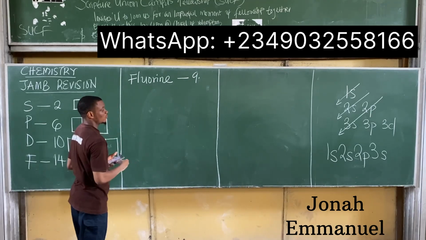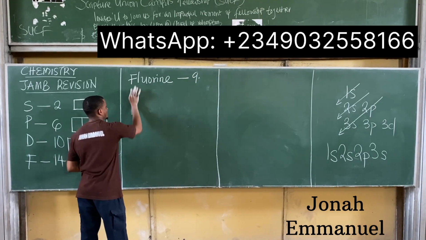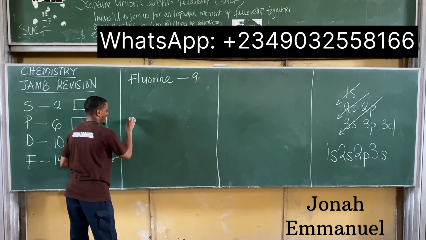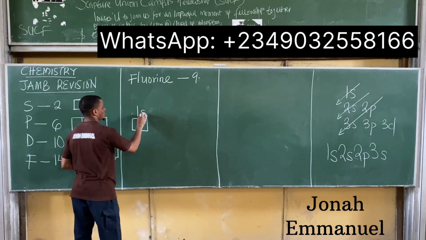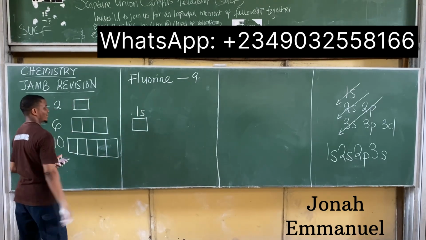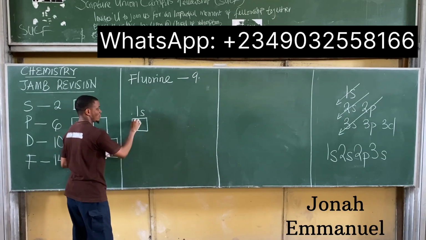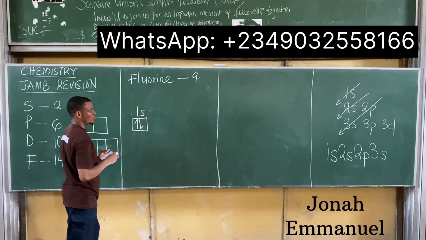The first one I have there is 1s. Okay, let me use orbital diagrams instead. So for 1s, I have my box like this. I will call this 1s. We said s has just one orbital, so this can contain 2 maximum electrons, one going up and one coming down. So I'm done with 1s.